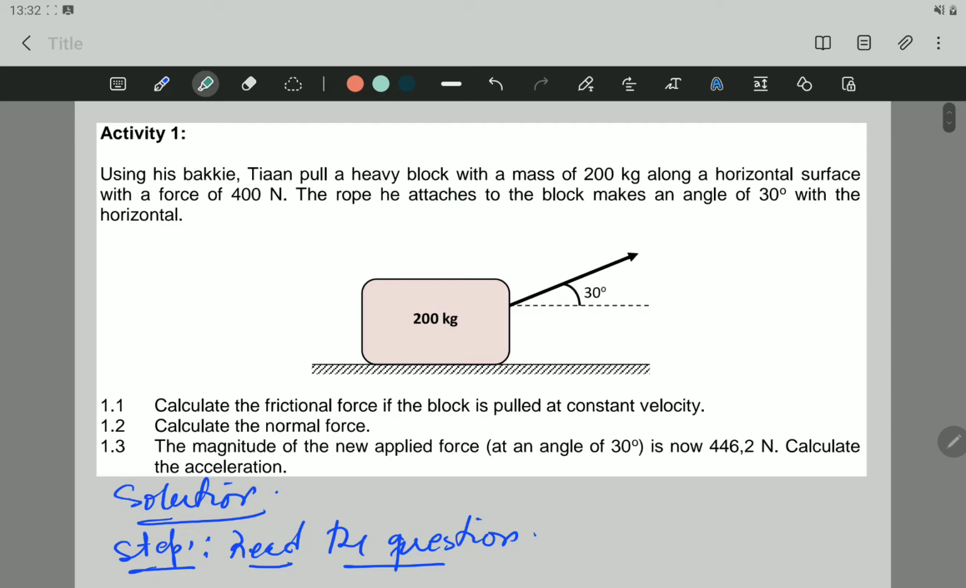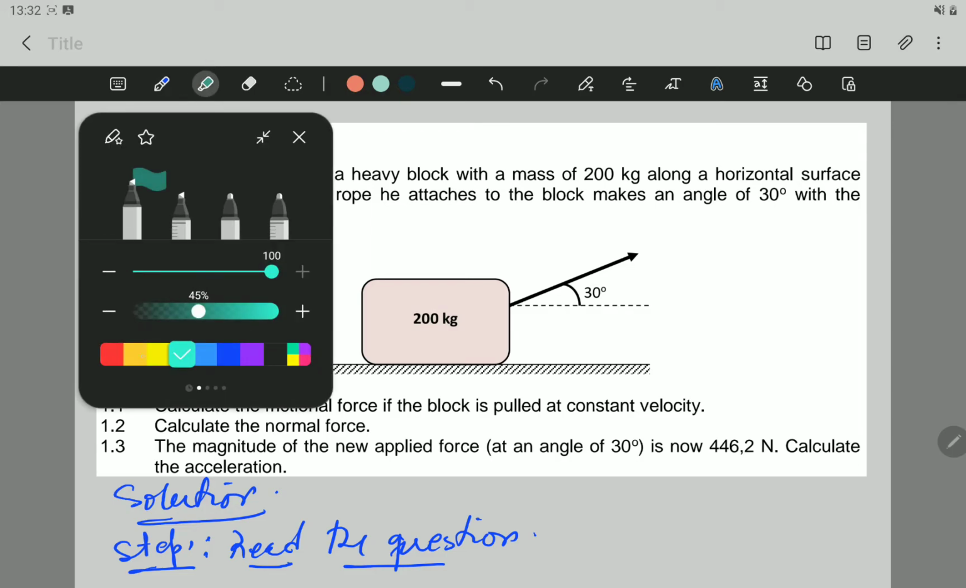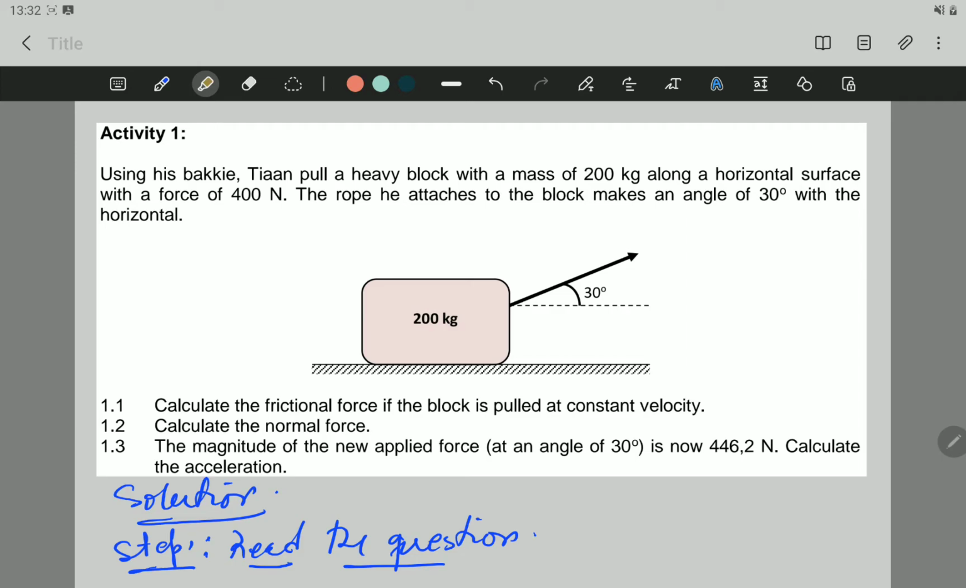Now this question we're going to read, and at the same time we're going to be getting some information. They say, using his bakkie, Tiaan pulls a heavy block of mass 200 kilograms. So the mass of the block is 200 kilograms along a horizontal surface with a force of 400 Newton. The force that Tiaan applied first is 400 Newton. The rope he attached to the block makes an angle of 30 degrees with the horizontal. Okay, calculate the frictional force if the block is pulled at constant velocity. Important, constant velocity. Calculate friction.